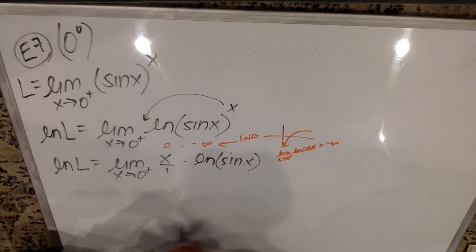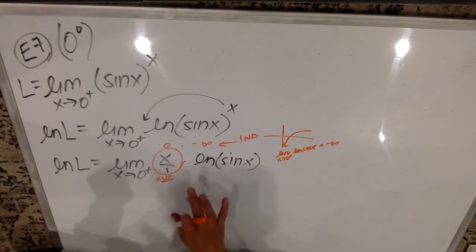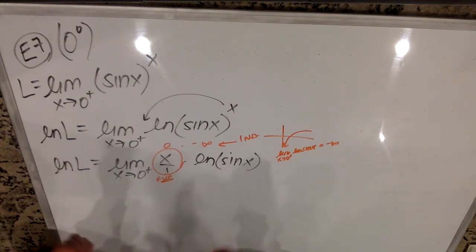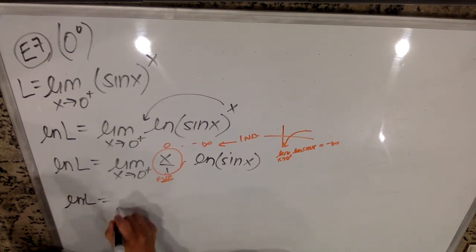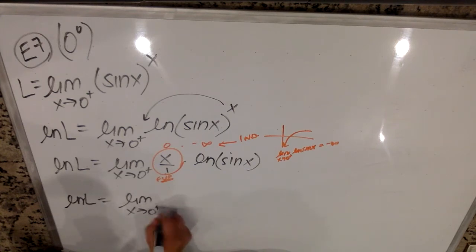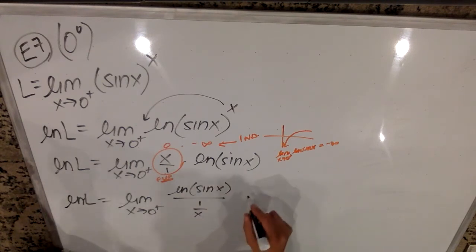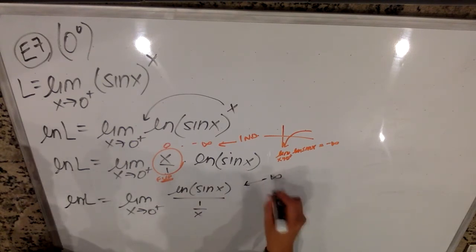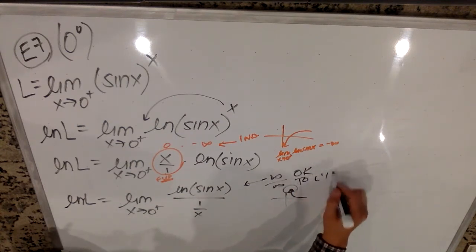It's not division: 0 over 0, infinity over infinity. So I'm going to flip and make this division. Instead of multiplying natural log of sine of x by x over 1, I'm going to divide natural log of sine x by 1 over x. So the natural log of L equals the limit as x approaches 0 from the right of natural log of sine x divided by 1 over x. Now when I plug in, I get something that's infinitely large over something that is also an infinity. If you picture 1 over x, as x goes to 0 from the right, it goes to infinity. So I get infinity over infinity, which means I'm okay to do L'Hopital's.